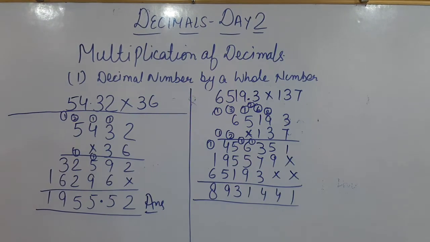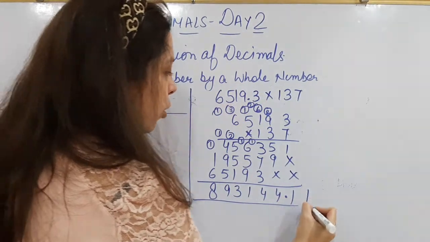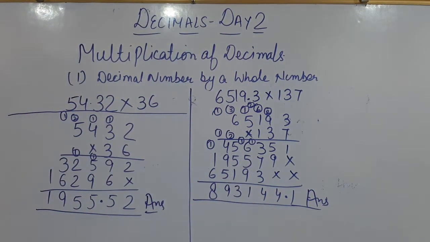So now count the decimal places in the question. There is only one decimal place, so put a decimal point before one digit and you will get the answer. Hope it is clear to you.